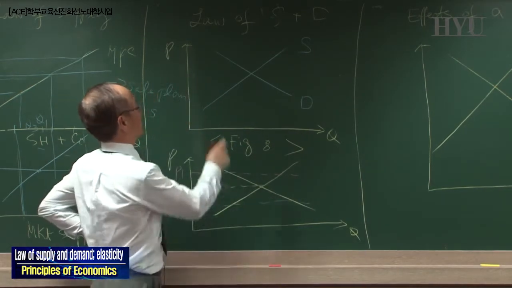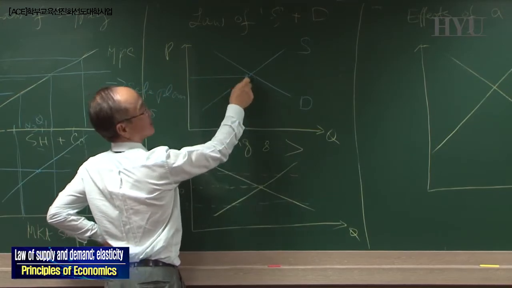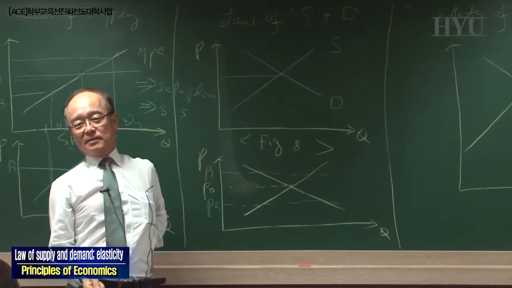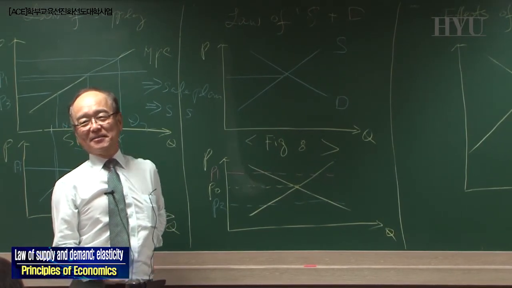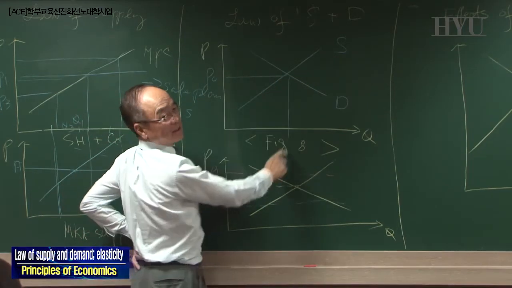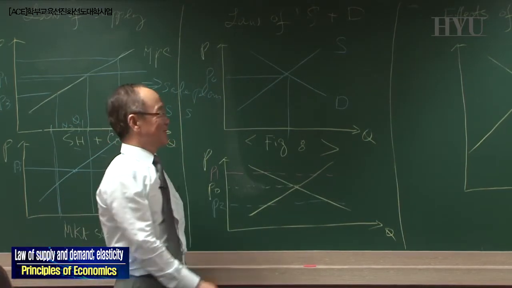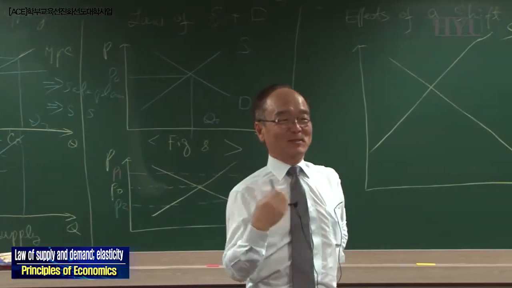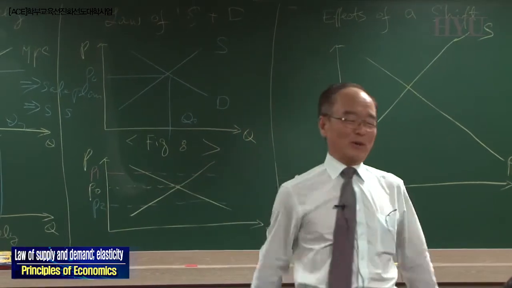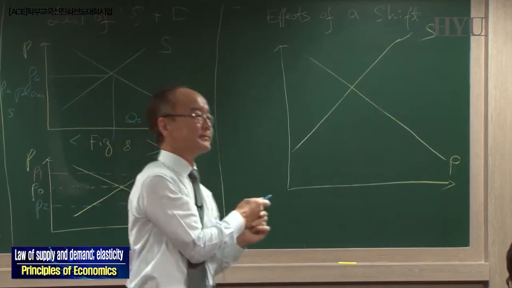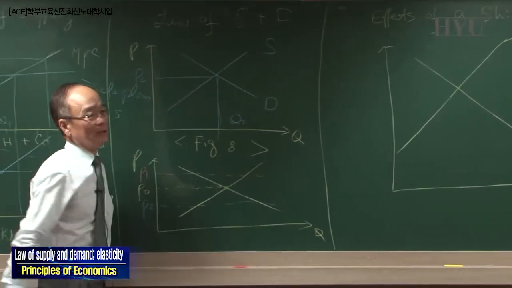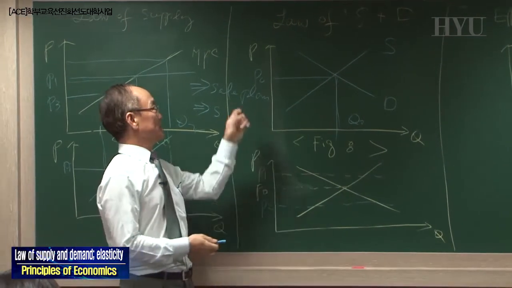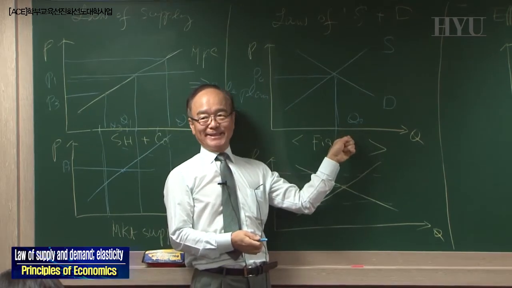So we can make a conclusion here. What is this? The equilibrium price. What is the equilibrium price? P0. And what is the quantity? Is that clear? So this is what you call market equilibrium. Equilibrium price, equilibrium quantity.